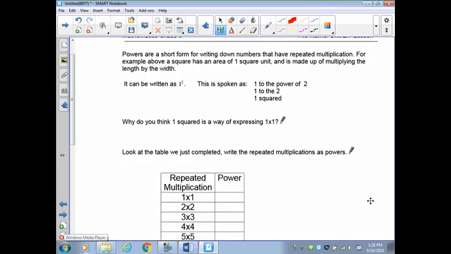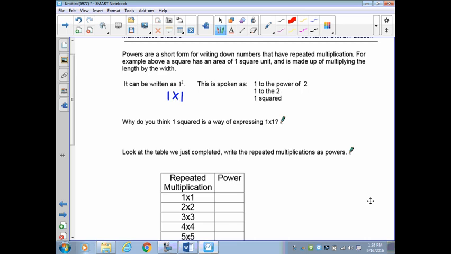Okay. Powers are a short form for writing down numbers that have repeated multiplication. For example, above a square, in the example we just did, it had an area of 1 square unit. It's made up by multiplying itself 1 by 1. So it can be written as 1 squared, and this means 1 by 1. It's spoken, if you want to say this, as 1 to the power 2, or 1 to the 2, or 1 squared. So why do you think 1 squared is a way of expressing 1 by 1?